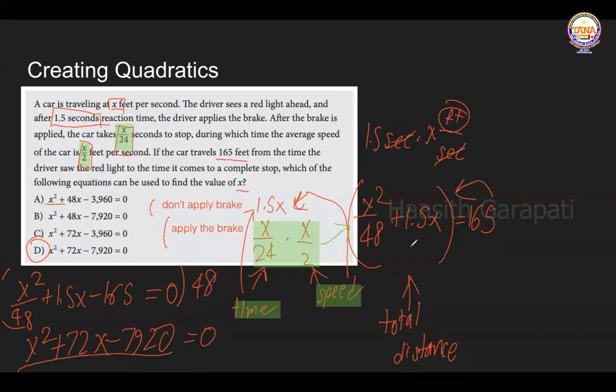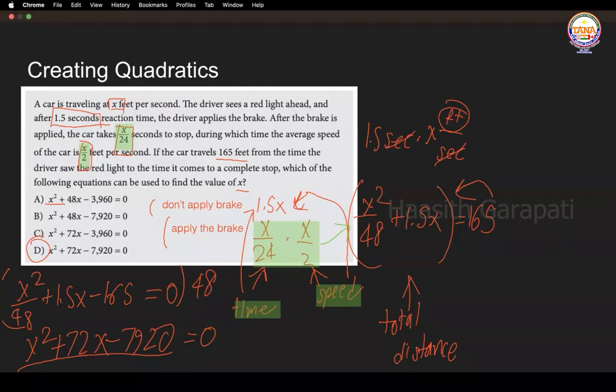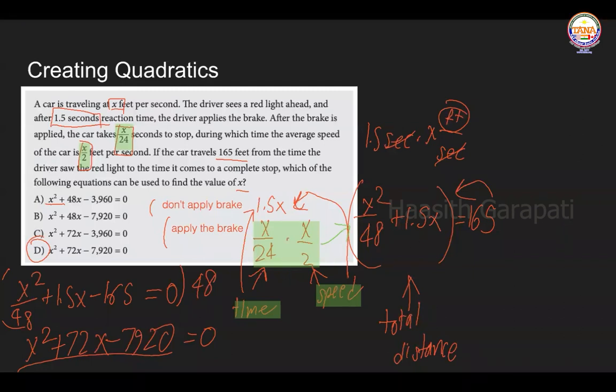Does that kind of make sense? Yes, it does. So the time multiplied by speed gives us distance. So what about the 1.5 seconds reaction time? Can you explain 1.5x again, if that's possible? Yeah, sure, no problem.